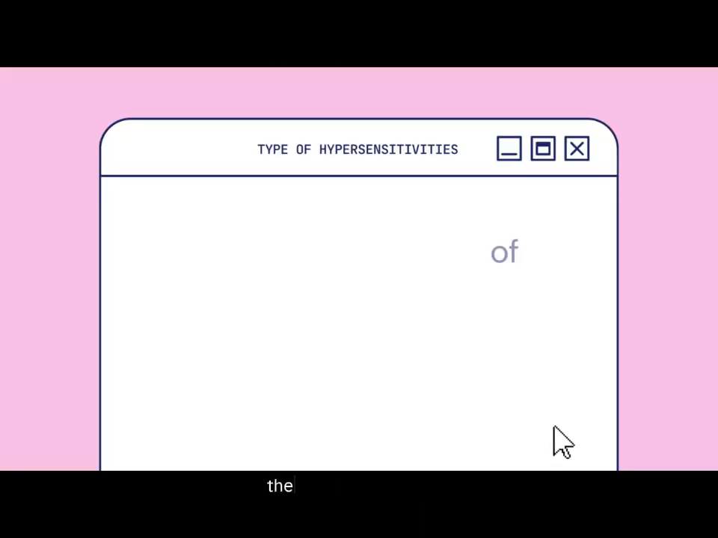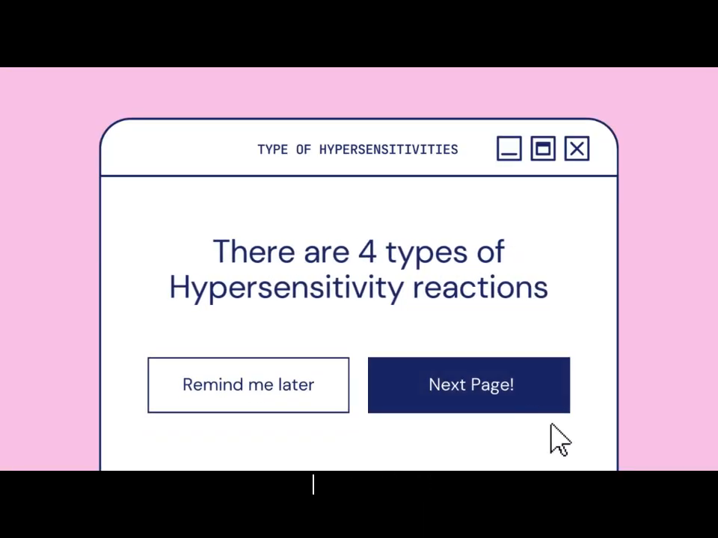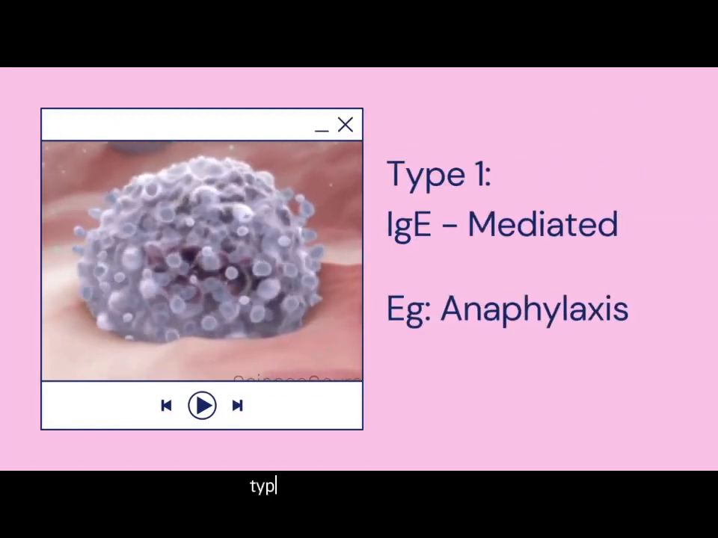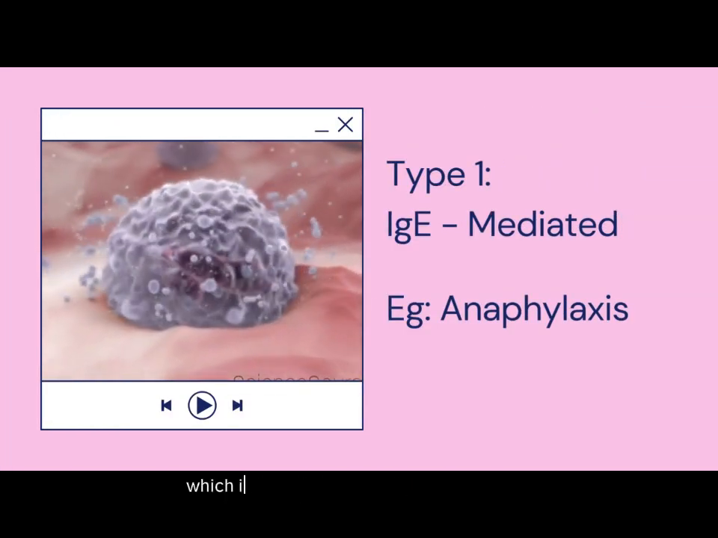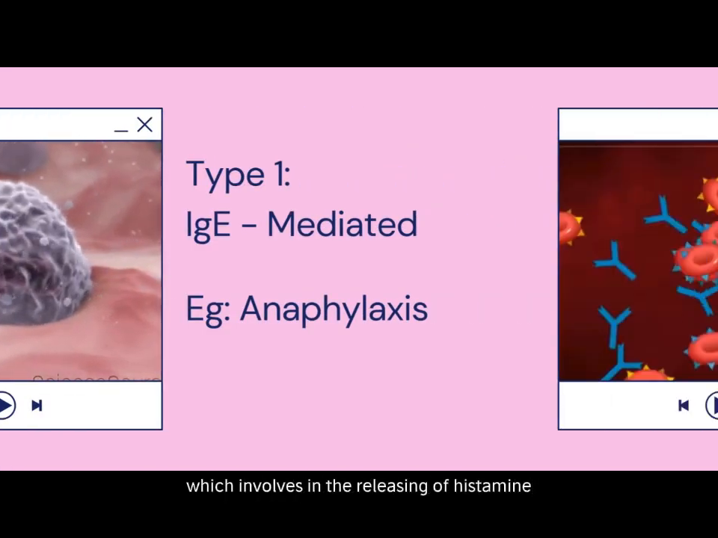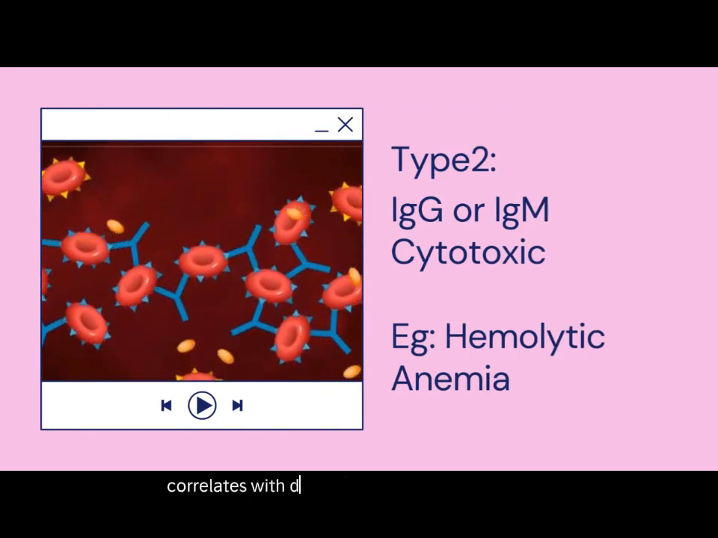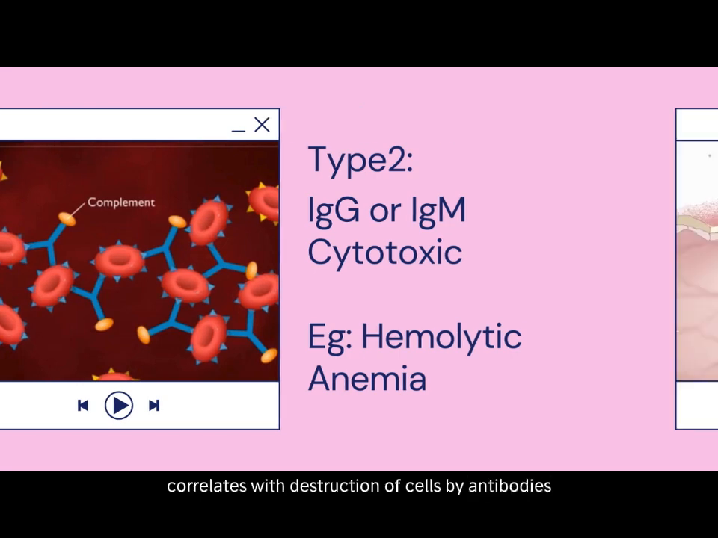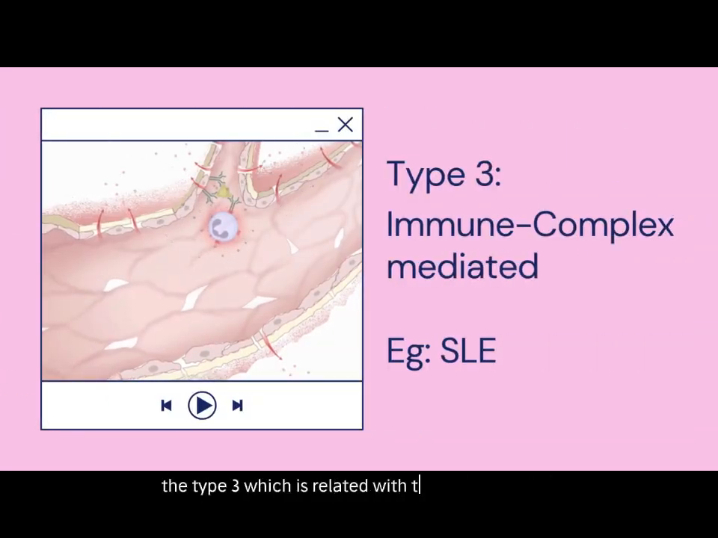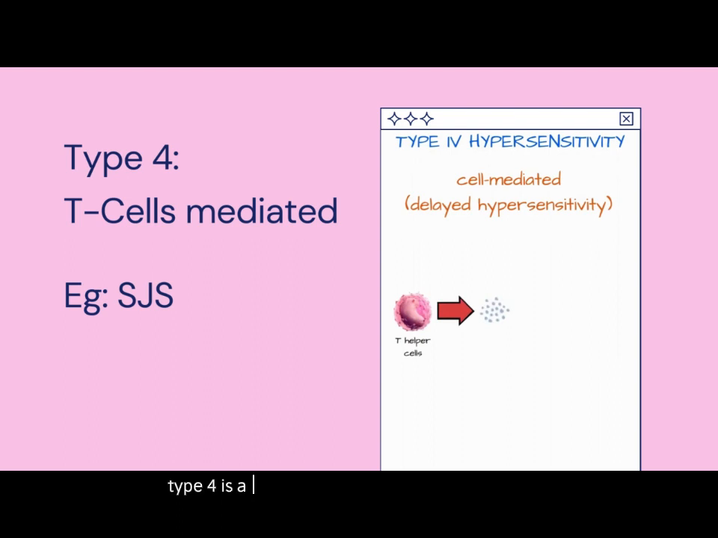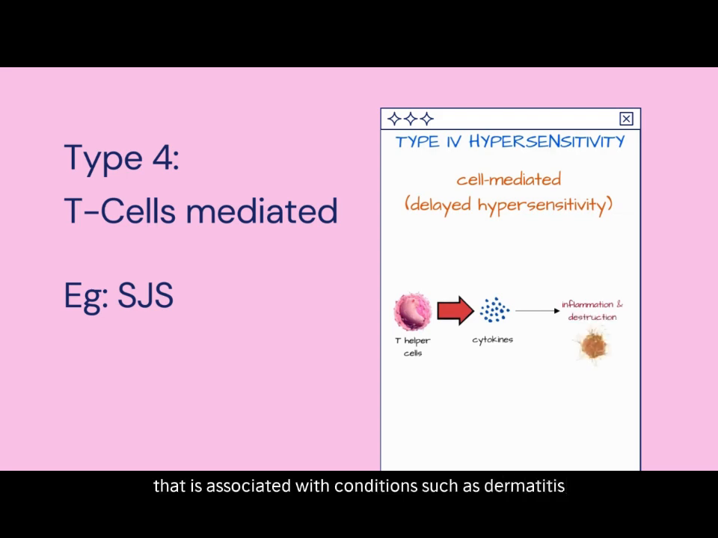In some cases, there are 4 types of it: type 1, type 2, type 3, and type 4. Type 1 is your regular allergic reaction, which involves the release of histamine. The second type correlates with destruction of cells by antibodies. Type 3 is related to tissue damage mediated by immune complex. And finally, type 4 is a delayed-type reaction involving T cells that is associated with conditions such as dermatitis.